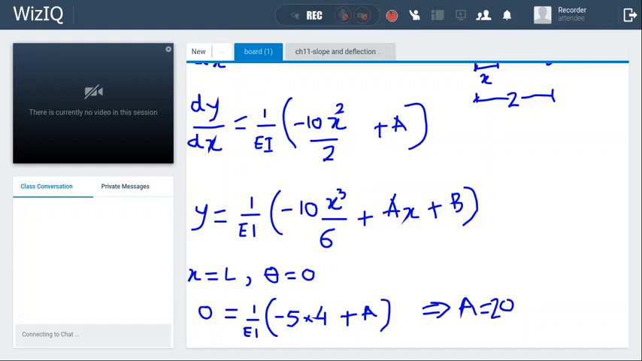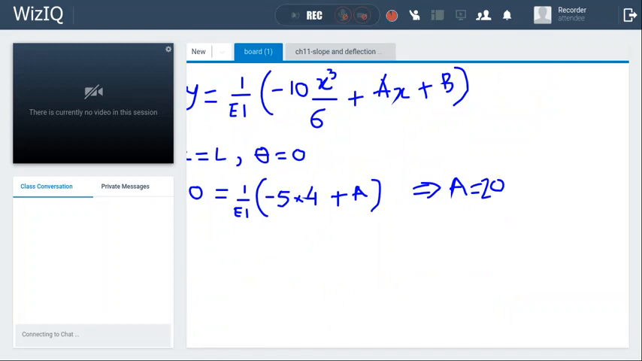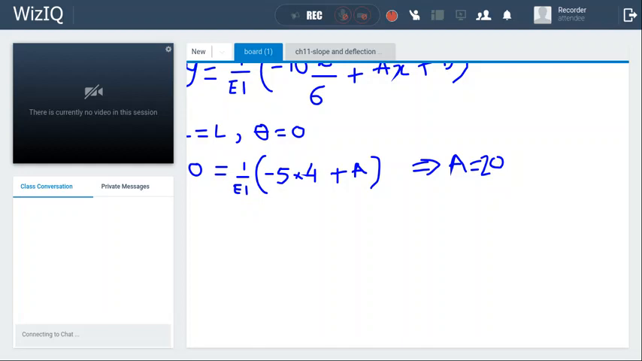Now we can find the value for B. So once we find the value for B, we should not forget to substitute here A equal to 20, and now you will see we can find the value by substituting that second condition, which is at x is equal to 2, you have y equal to 0. Now we substitute here y equal to 0.